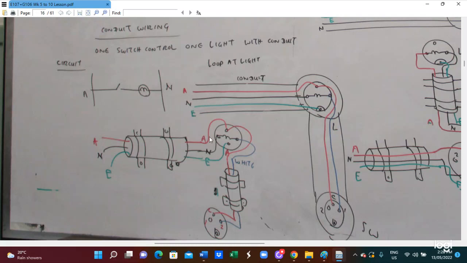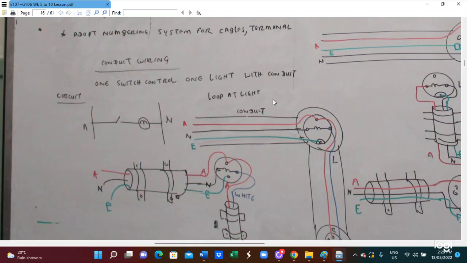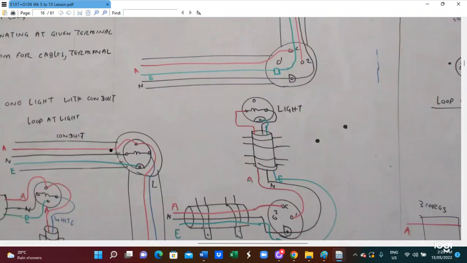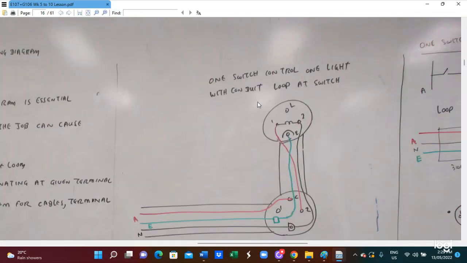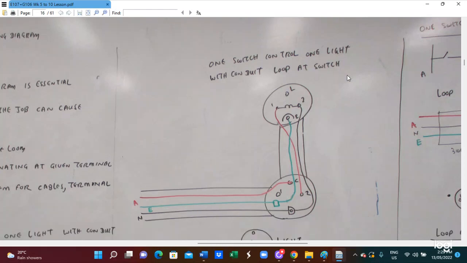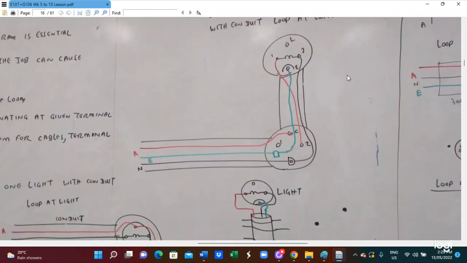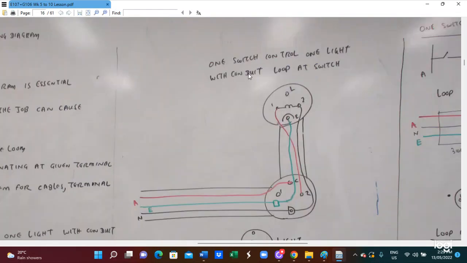For the conduit installation, we can have this one conduit, and then you can add a light here, and here will be the switch, and this is the switch wire conduit. So we have to draw a wiring diagram like this. This is the predicate construction. Also, one switch controls one light with the conduit loop at the switch. This function is the loop-at-the-switch method: one switch controlling one light.